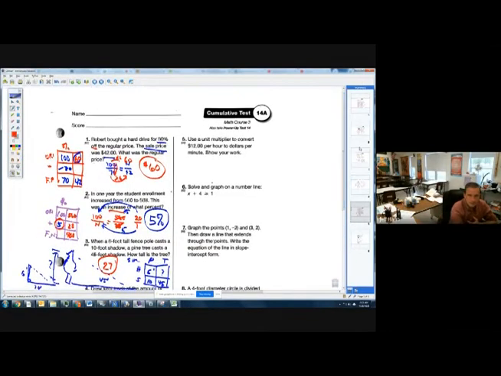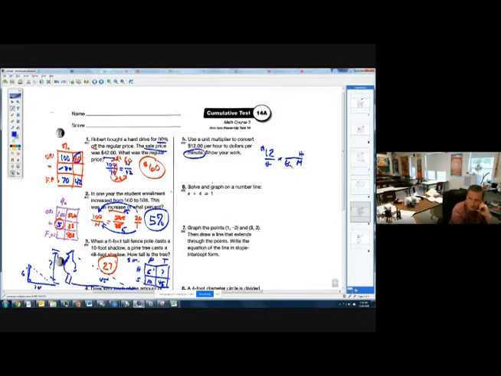Number 5, use a unit multiplier to convert $12 per hour to dollars per minute. So we go $12 per hour, and my dollars stay the same. I need to change hours to minutes. So that just means I need to use a unit multiplier to convert this. Hours are on bottom. I need to put them on top. I'm changing it into minutes.